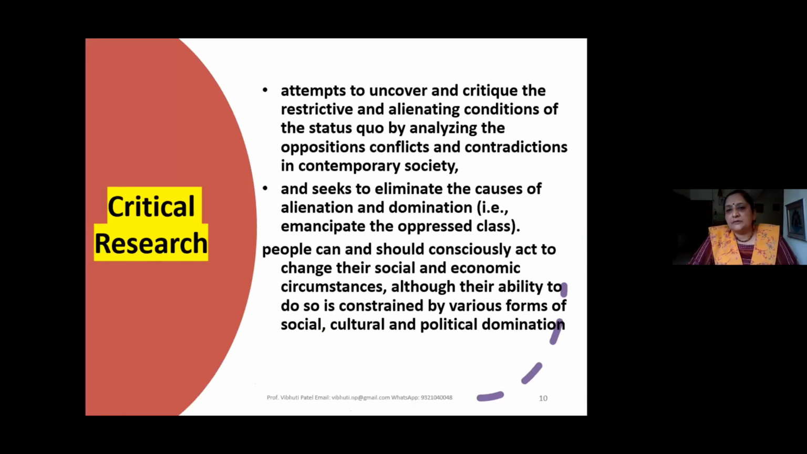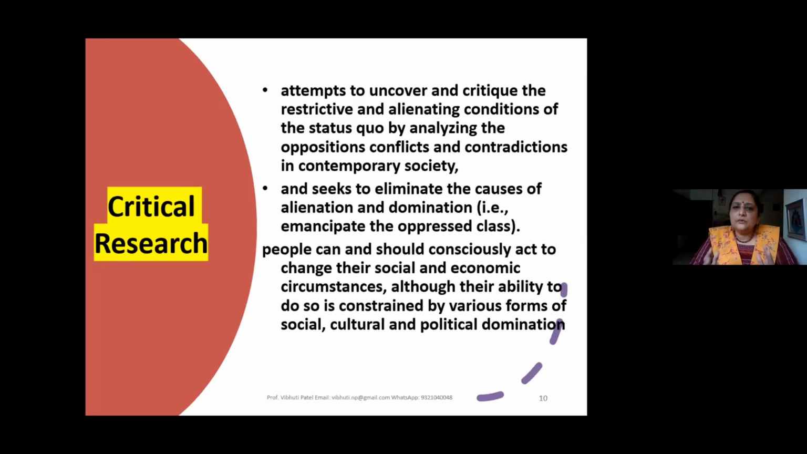Critical research is where you try to understand what the conflicting interests are, what the contradictions in contemporary societies are. You seek to eliminate causes of alienation and domination, like emancipation of the oppressed class. How can it happen? Baba Sahib Ambedkar said, educate, educate, organize, and agitate. Then only you will get your dignity. Okay, so this kind of alienation from degraded work, alienation from social stigma, alienation because of the layering of social human beings into who are top and who are bottom, who are inferior and who are superior.